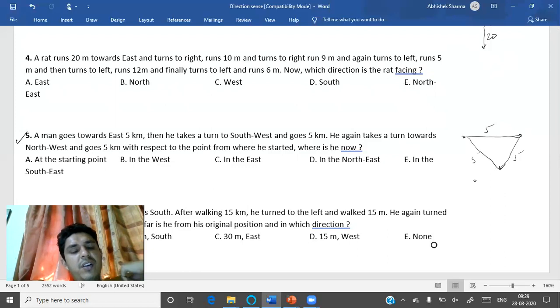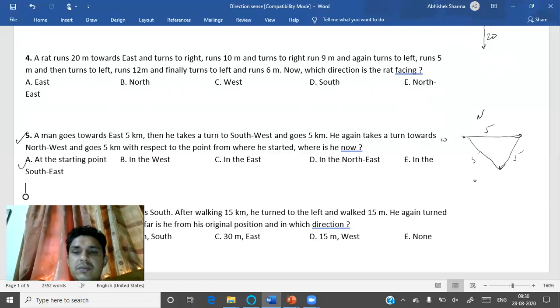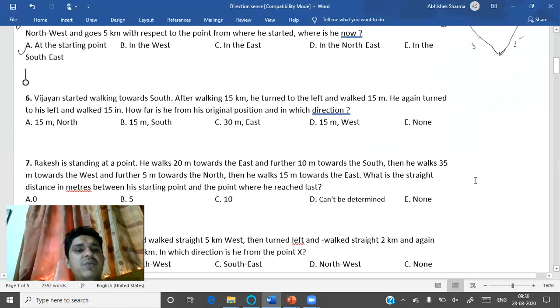So if we check the available options, it can be at the starting point or cannot be. But if we check for option number B, in the west direction, no. In the east direction, no. Northeast direction, no. In the southeast direction, no. So answer will be at the starting point, because in the available options, either this can be at the starting point, or if it is not in the options, this can be northwest, and northwest is not given in the options, right? Okay, coming to the next question.